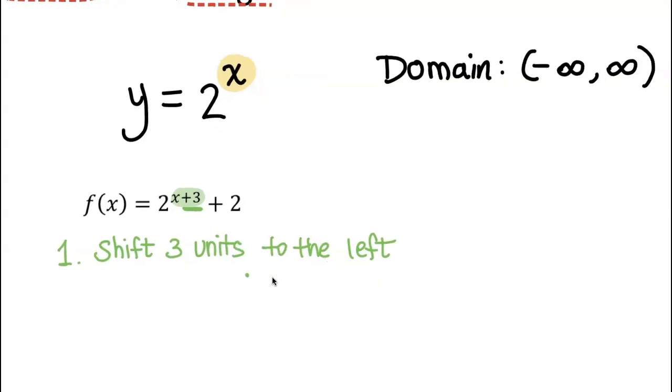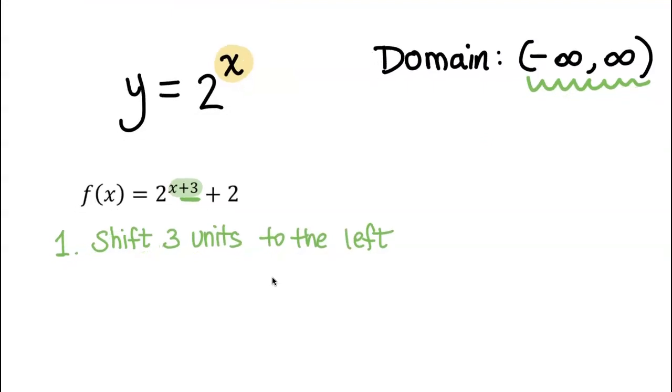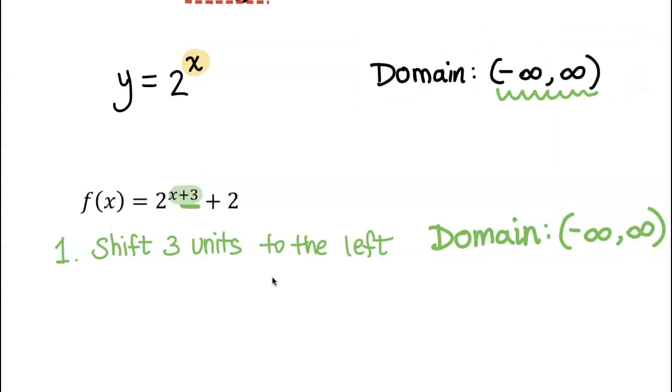Now, let's think about this. The domain used to be negative infinity to positive infinity. What happens if you shift that 3 units to the left? Can you do negative infinity minus 3 and positive infinity minus 3? Will it make any difference? No, not really, right? It's still going to be all real numbers. So no matter what kind of exponential function you have with any kind of horizontal translation, it's always going to be from negative infinity to positive infinity for its domain. Easy to memorize, right? The domain of any exponential function is always from negative infinity to positive infinity.